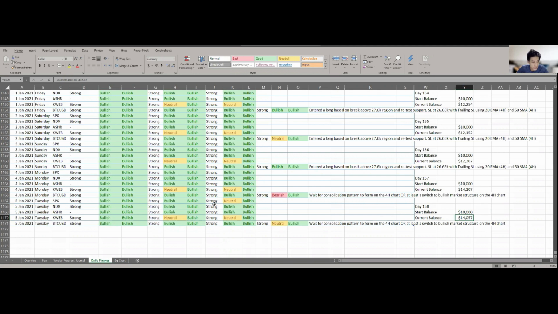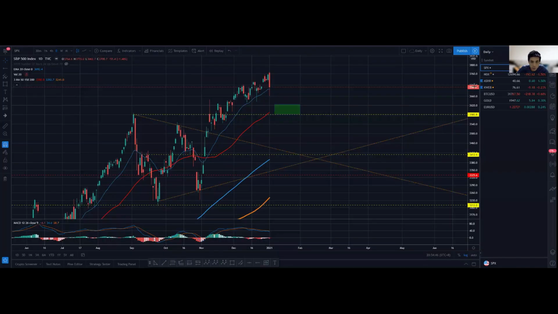Moving on to the main market update, in terms of S&P 500, Nasdaq, ASHR, and KWEB, you'll notice there is a consolidation or healthy pullback kind of situation. You can see the S&P 500 transitioned from a bullish to a neutral market structure, whereas KWEB remains in the neutral market structure. I'll do a very quick run through, as you can see over here.